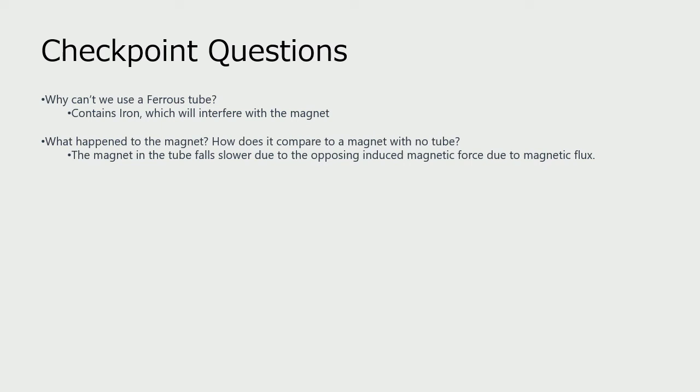What happened to the magnet? How does it compare to the magnet with no tube? Well, the magnet in the tube falls slower due to the opposing induced magnetic force due to magnetic flux, also known as Faraday's law.